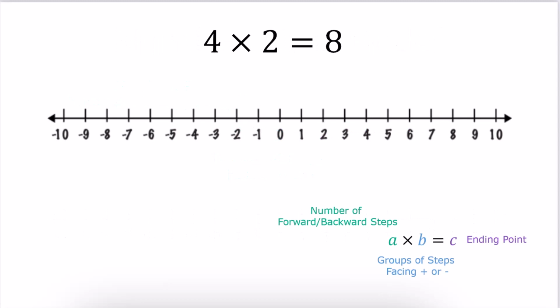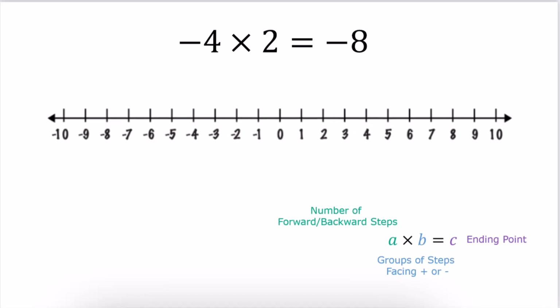So if I multiply two positive numbers with this model, since I have a positive 4, that means I'm going to be taking groups of 4 steps forward. And the positive 2 means that I'm going to be facing the positive side of the number line, and I'm specifically going to take two groups of those 4 steps forward. So I'm going to start at 0, and I'm going to be facing the positive side of the number line because it was a positive 2. And I'm going to take two groups of 4 steps forward, which puts me at positive 8.